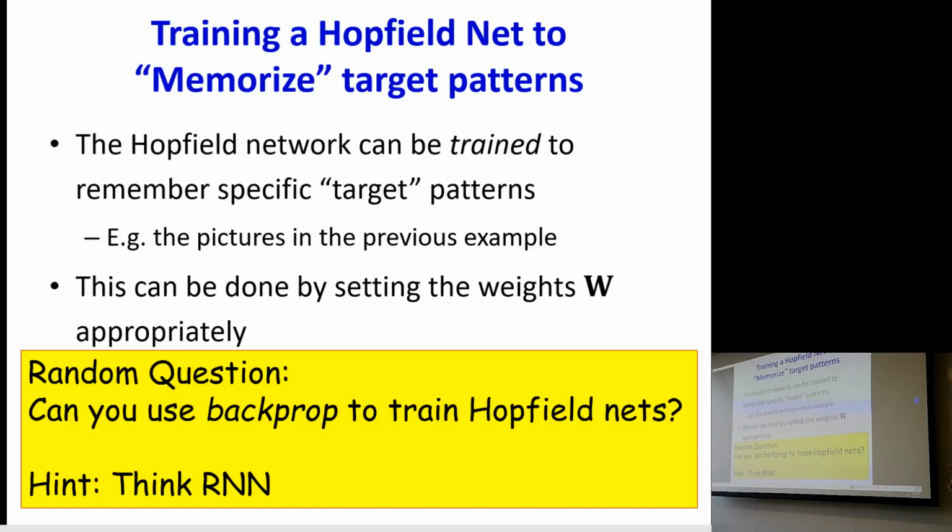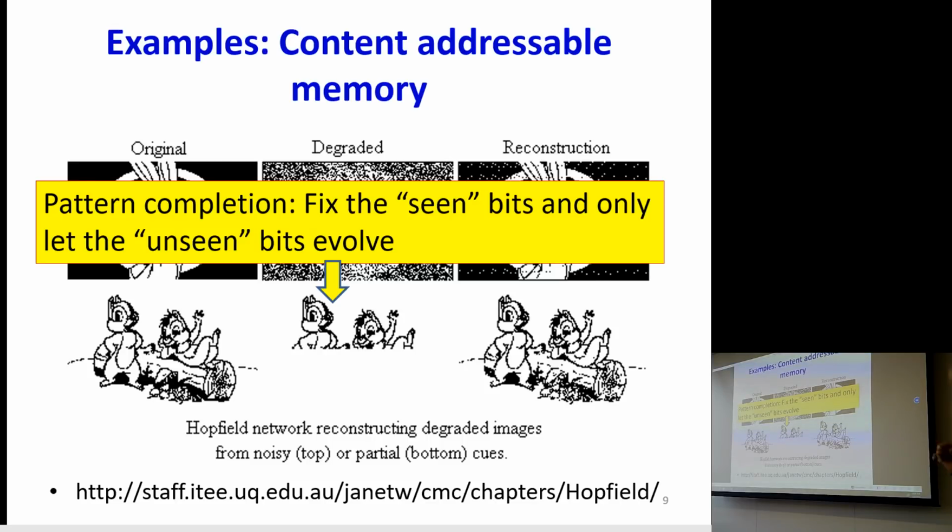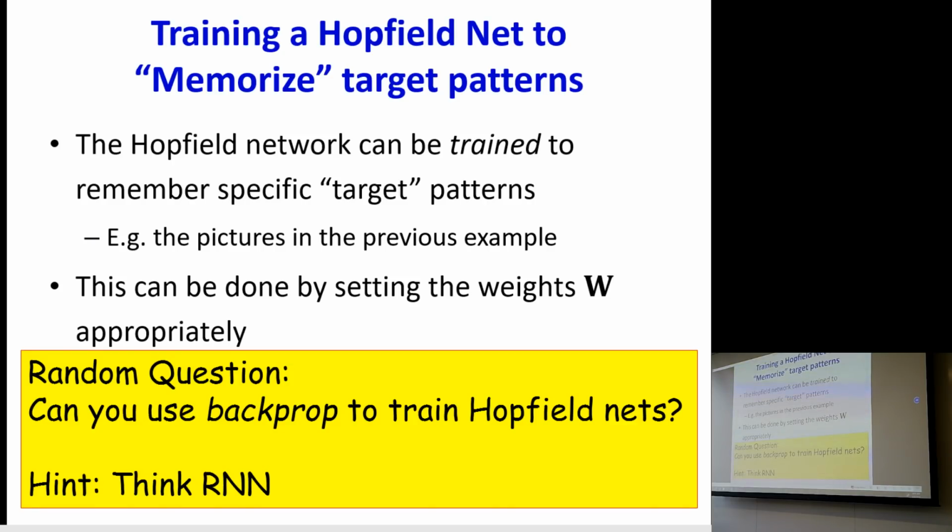Now, the Hopfield network can be trained to remember specific target patterns. I just showed you a network which remembered these two pictures, the Bugs Bunny in one and Chip and Dale in the other one. So how exactly did it learn to remember those patterns? It's trained to remember those patterns, and this can be done by setting the weights in the network appropriately.